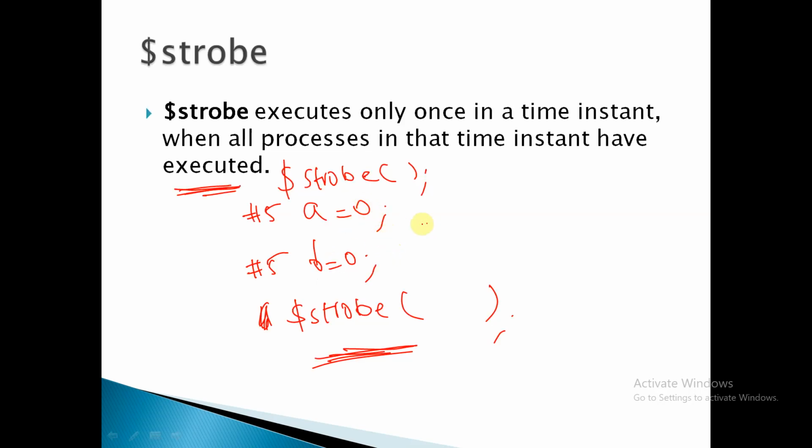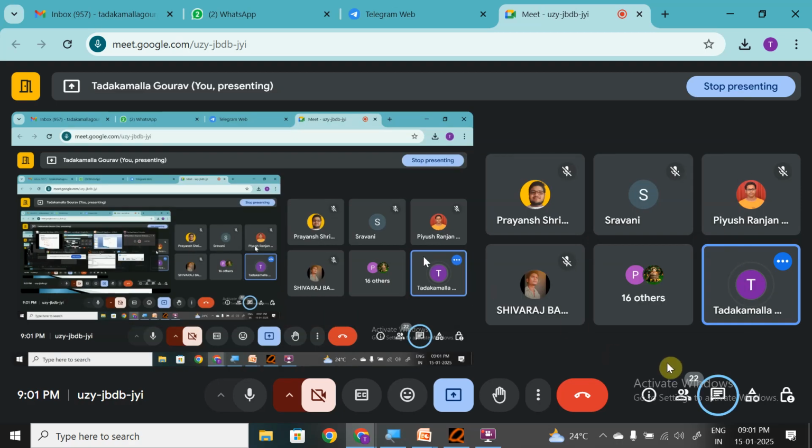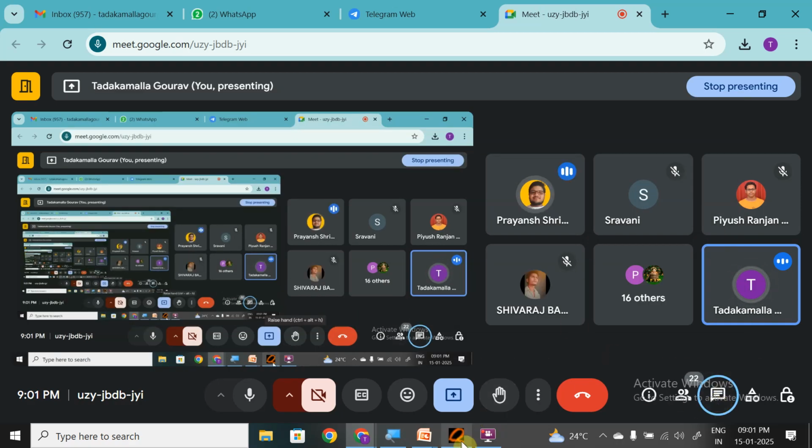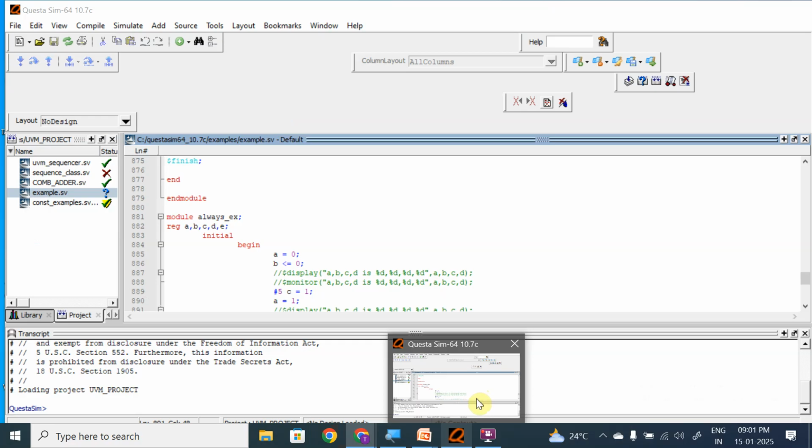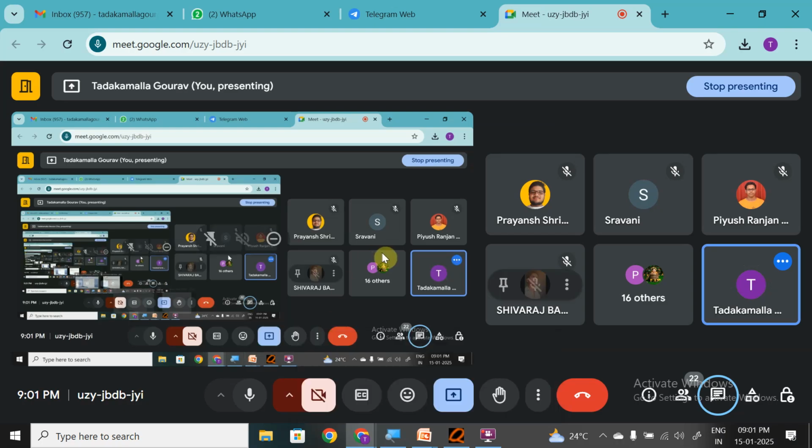So is it clear, $strobe and $display? You will get more clarity when we see some particular example. I have some examples here.